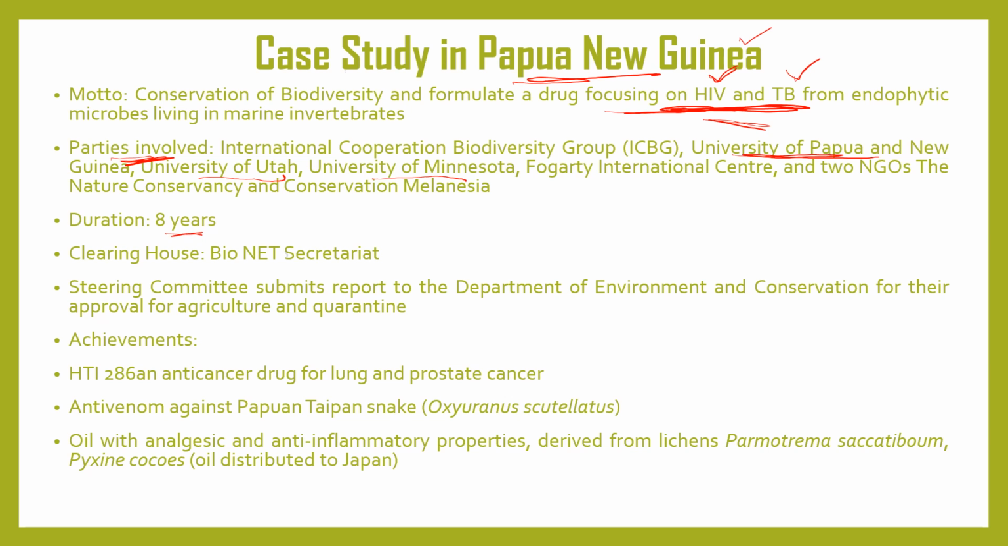So after 8 years, the achievements were that this drug, HTI 286, an anti-cancer drug, was actually formulated. And apart from this anti-cancer drug, another most important thing is the anti-venom against a very poisonous snake, that is the Papuan taipan snake. This anti-venom was also formulated from the native plants of Papua New Guinea.